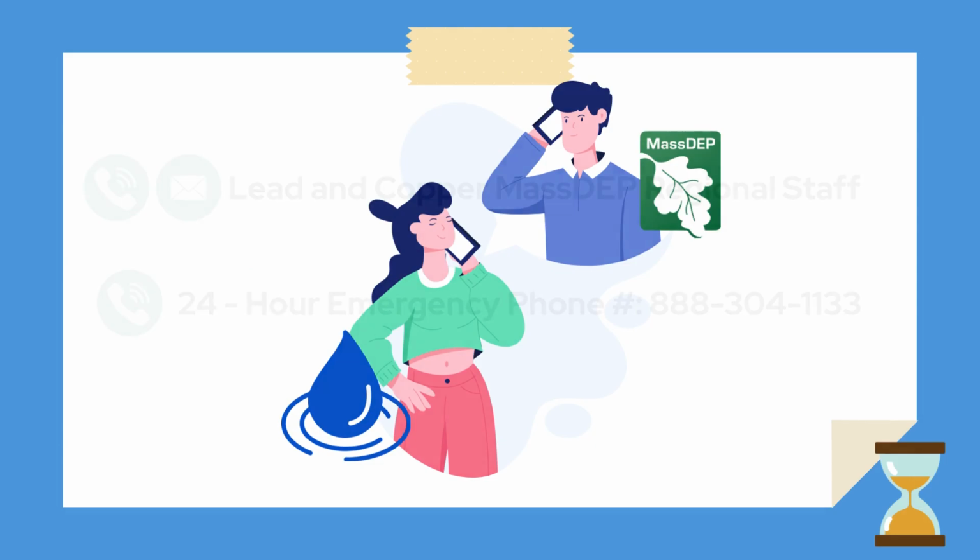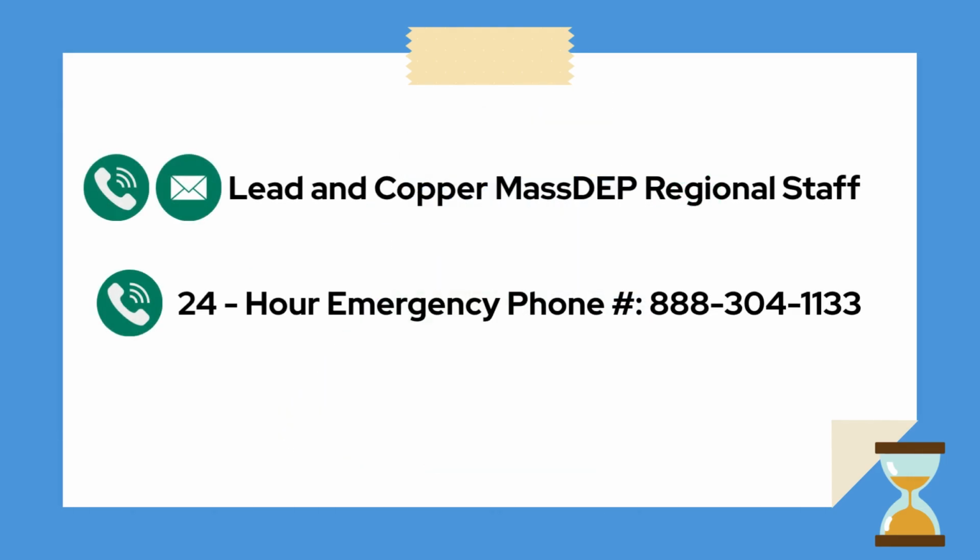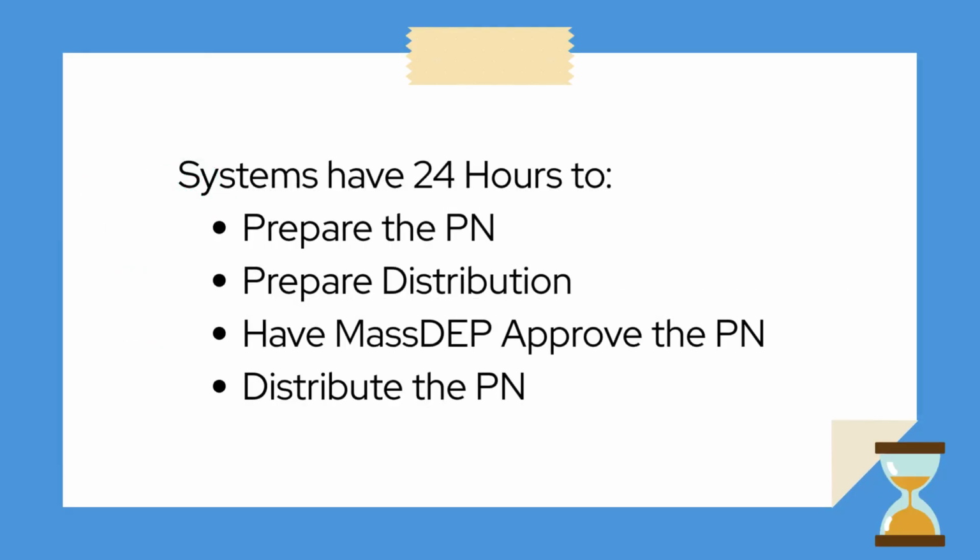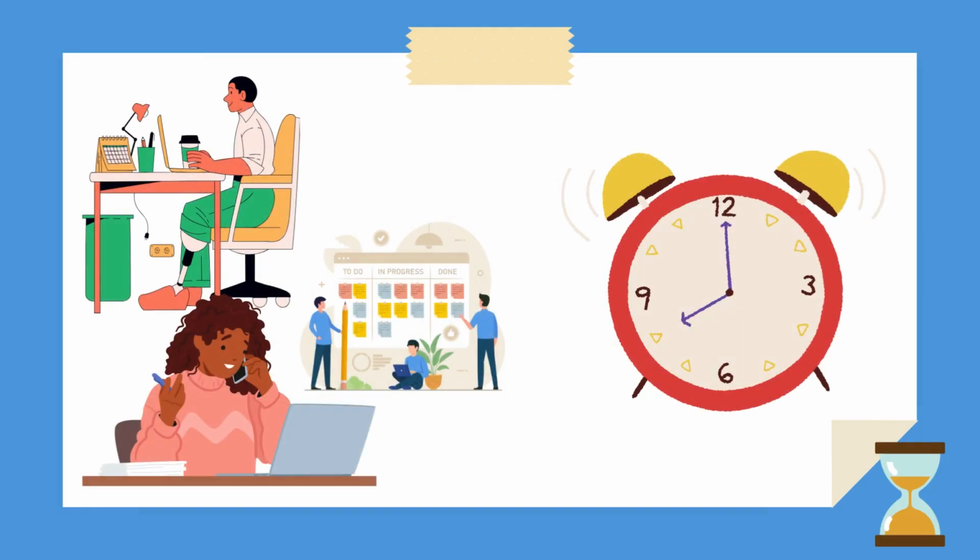To do this, systems should contact their lead and copper regional MassDEP staff or call the 24-hour emergency phone number, which is 888-304-1133. Systems only have 24 hours to prepare their public notice, determine how it will be distributed, and have it approved by MassDEP and distribute it, which can be a lot of work in a short period of time.